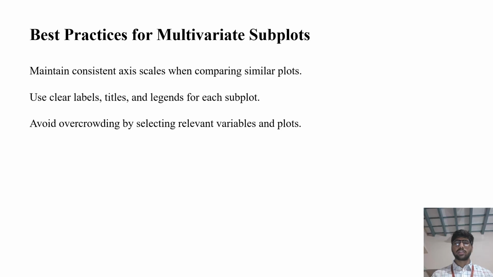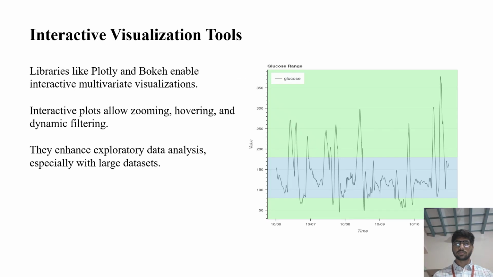Best practices for multivariate subplots. Maintain consistent axis scales when comparing similar plots. Use clear labels, titles and legends for each subplot. Avoid overcrowding by selecting relevant variables and plots.